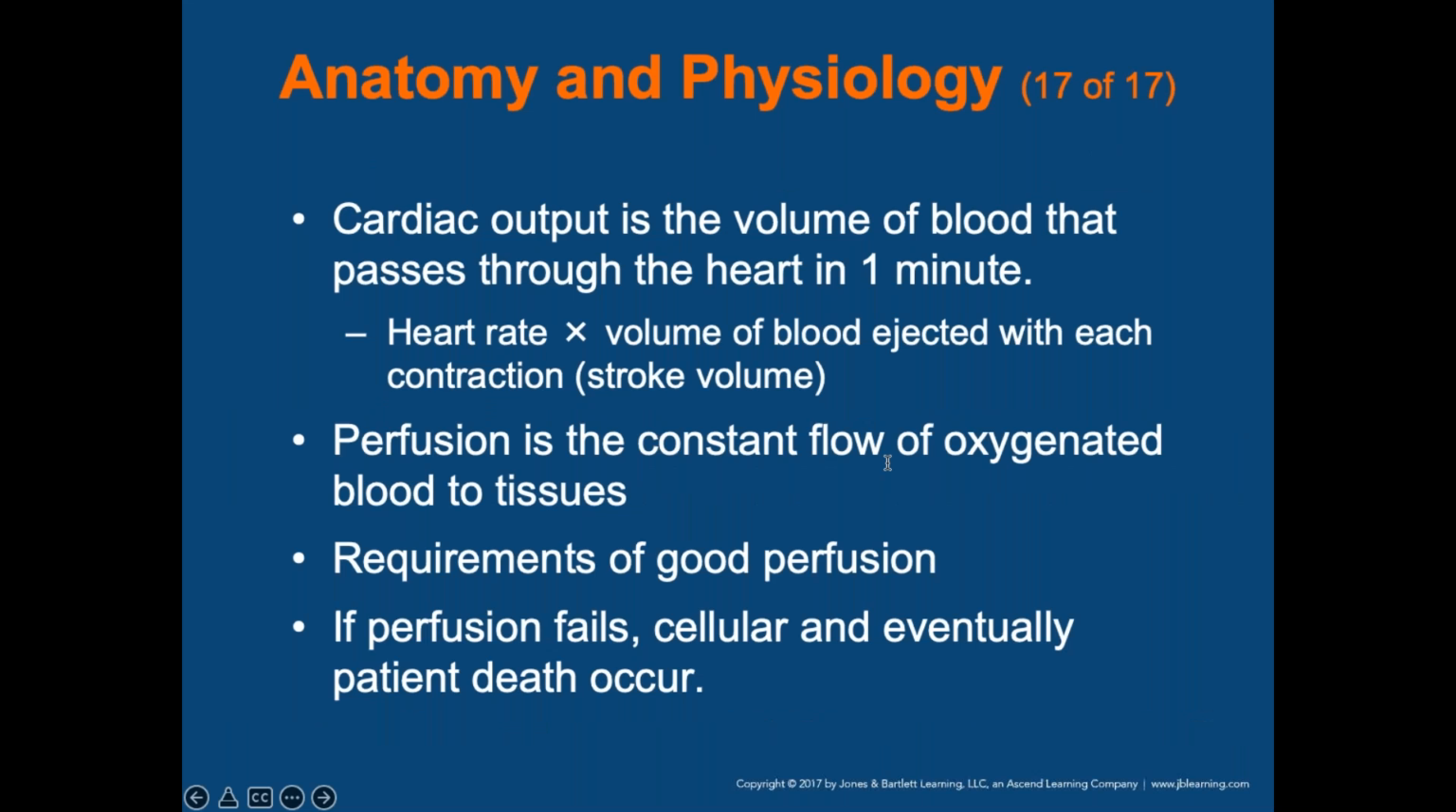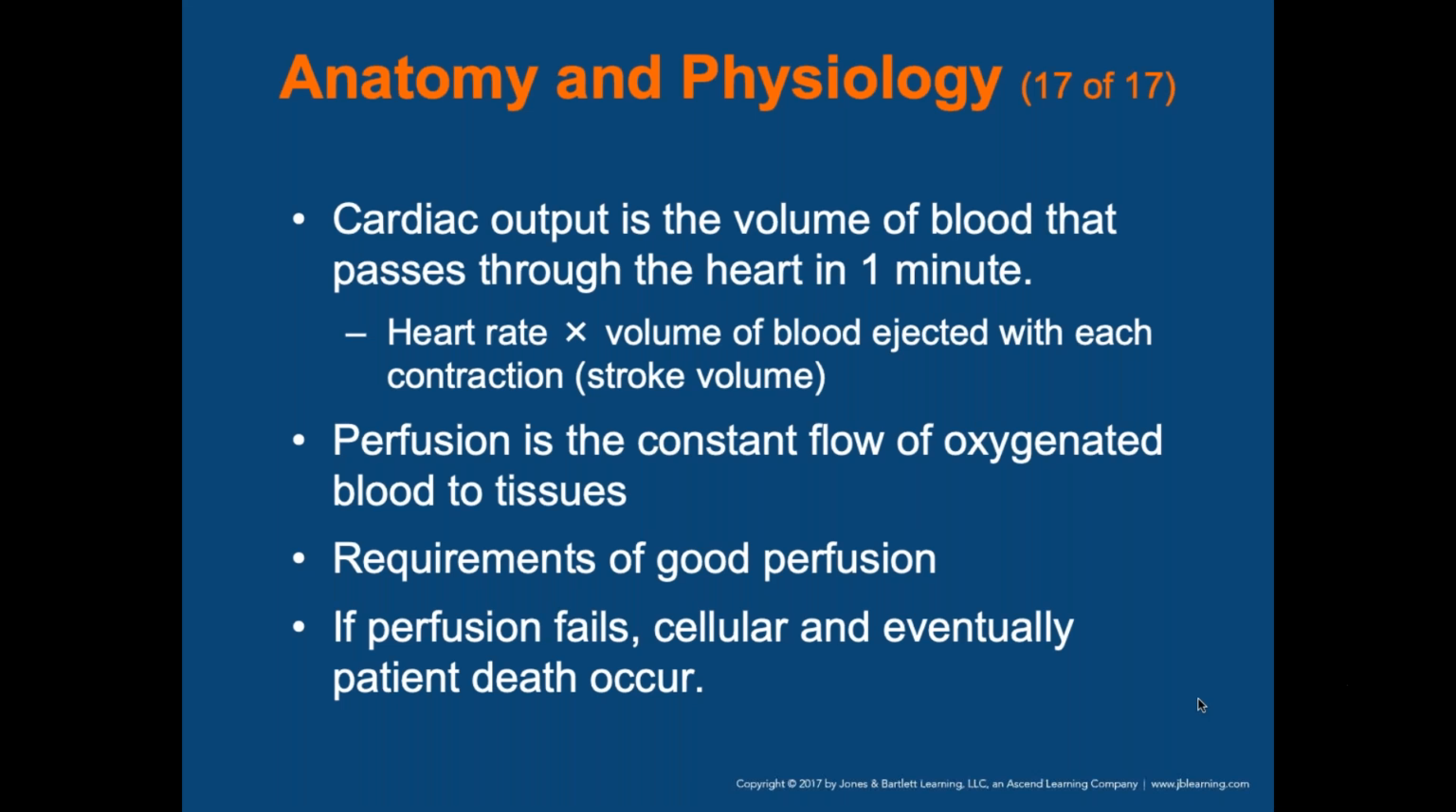All right, so cardiac output. Cardiac output is defined as the volume of blood that passes through the heart in 1 minute. This is calculated by multiplying the heart rate by the volume of blood ejected each contraction, which they call stroke volume. So in the field, stroke volume can be roughly determined by the heart rate and the strength of a patient's pulse.